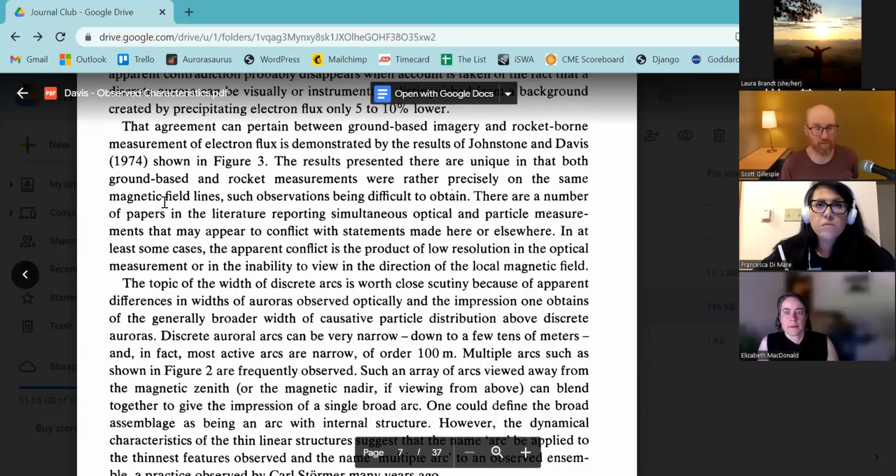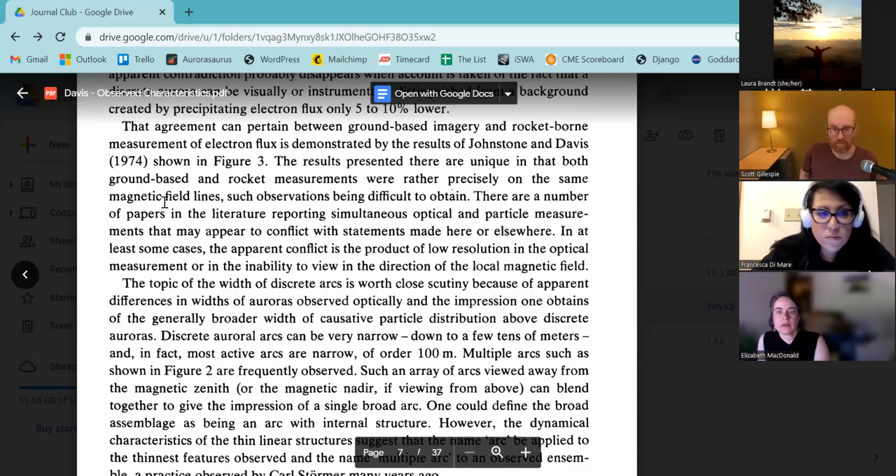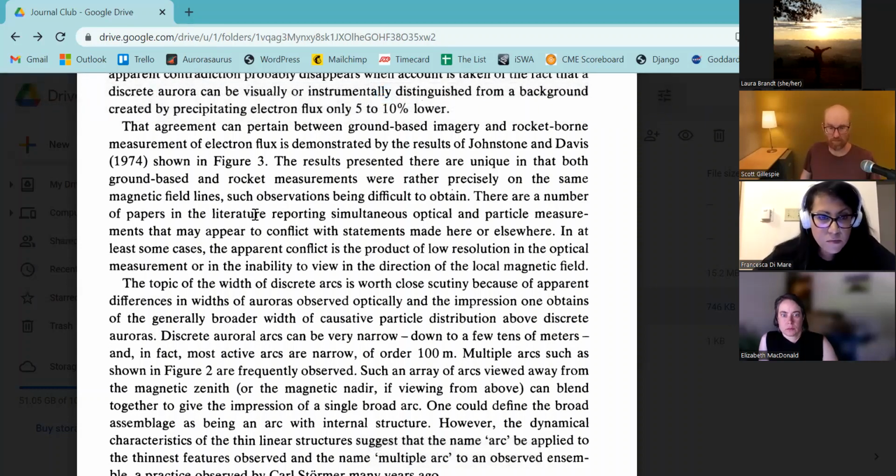That agreement can pertain between ground-based imagery and rocket-borne measurement of electron flux is demonstrated by the results of Johnston and Davis, 1974, shown in Figure 3. The results presented there are unique in that both ground-based and rocket measurements were rather precisely on the same magnetic field lines, such observations being difficult to obtain. There are a number of papers in the literature reporting simultaneous optical and particle measurements that may appear to conflict with statements made here or elsewhere. In at least some cases, the apparent conflict is the product of low resolution in the optical measurement or the inability to view in the direction of the local magnetic field.